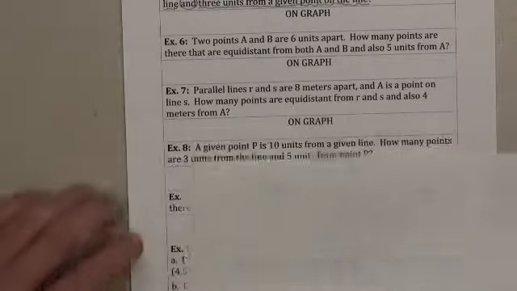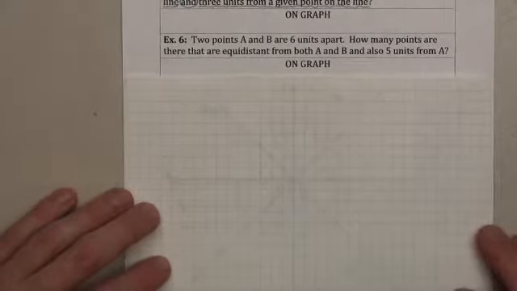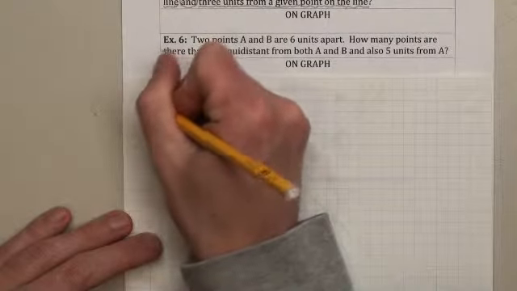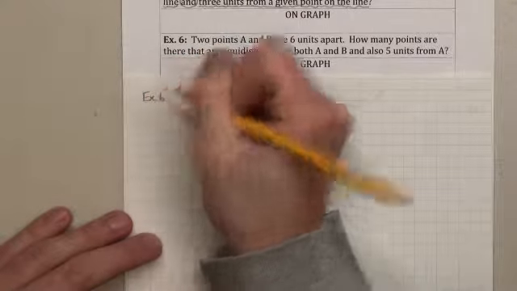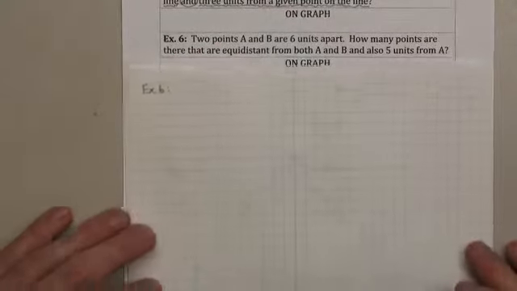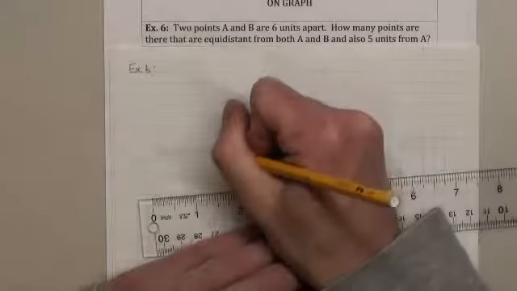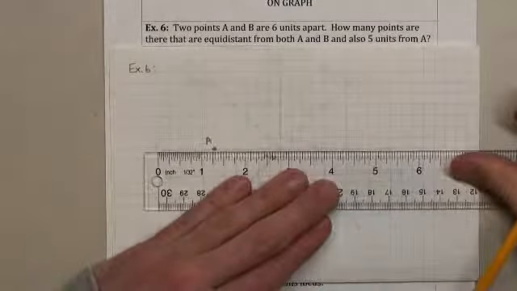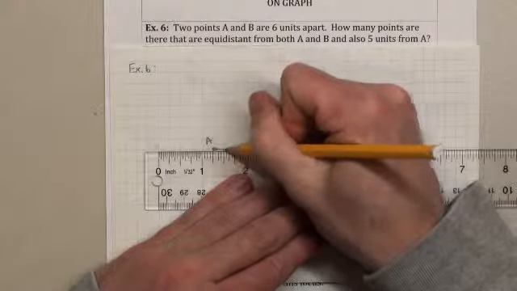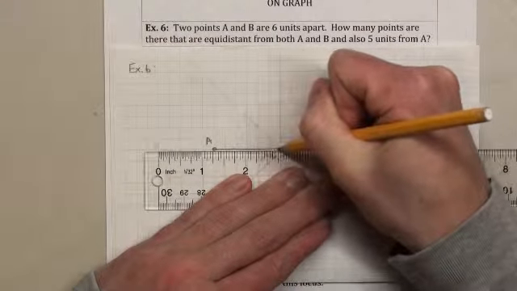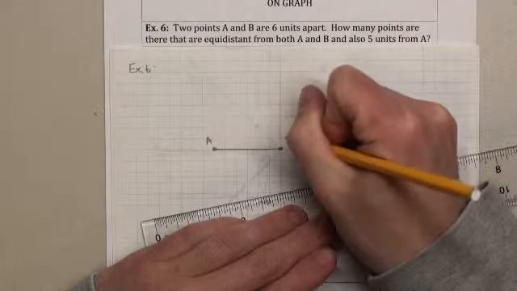Now let's turn it over. Fold it up. Example 6. Two points A and B are 6 units apart. How many points are there that are equidistant from both A and B, and also 5 units from A? So A and B are 6 units apart. So I'm going to put A right here, and I'm going to go 6 over. 1, 2, 3, 4, 5, 6. And I'm going to put B.